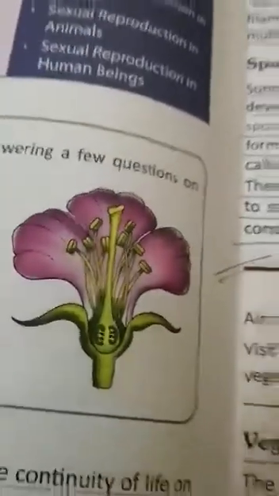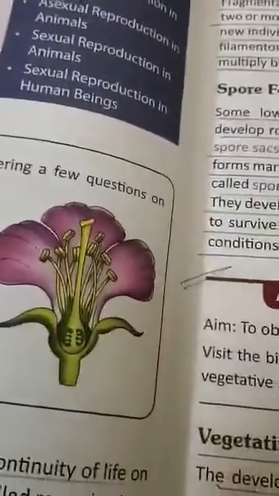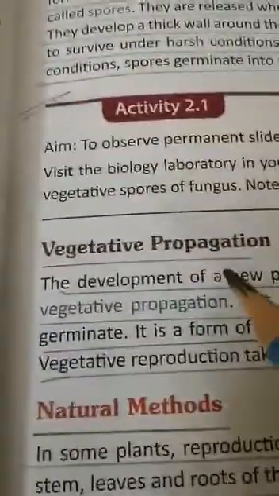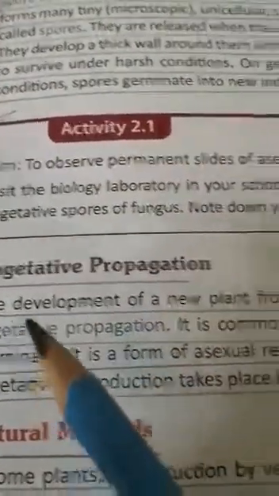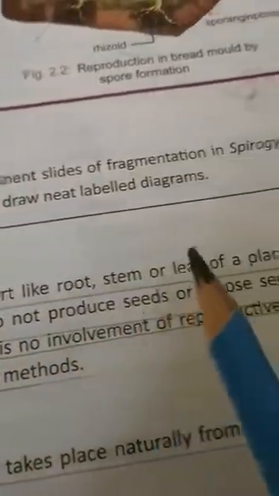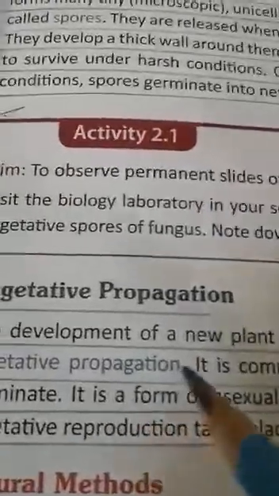Hello students, today we will see the vegetative propagation in plants. Now, vegetative propagation: the development of a new plant from the vegetative parts like root, stem or leaf of a plant is called vegetative propagation.